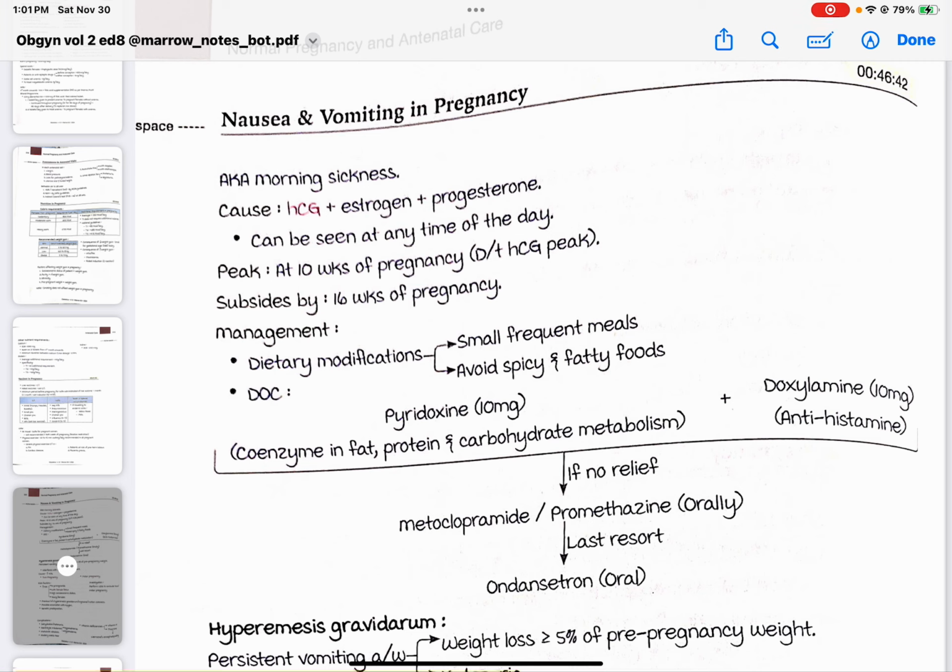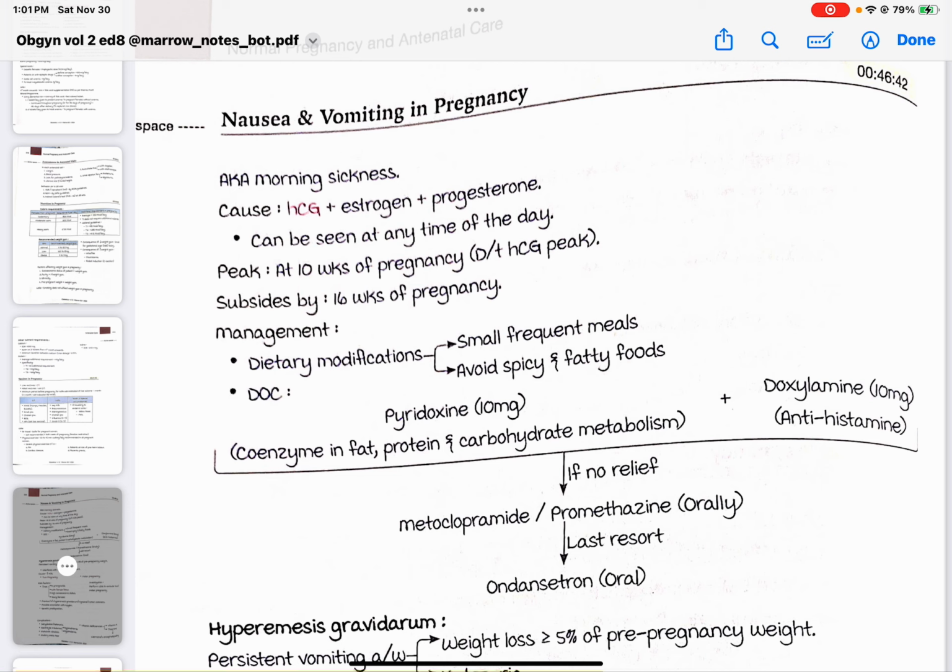Nausea and vomiting in pregnancy, also known as morning sickness, is because of HCG plus estrogen plus progesterone. It can be seen at any time of the day, peaks at 10 weeks of pregnancy due to HCG peak, and subsides by 16th week of pregnancy. Management: dietary modification, small frequent meals, avoid spicy and fatty foods.